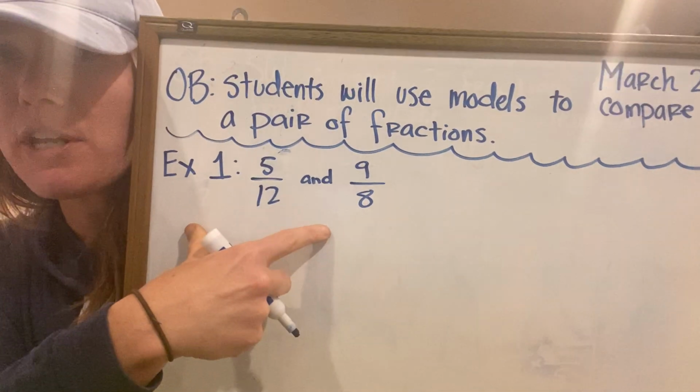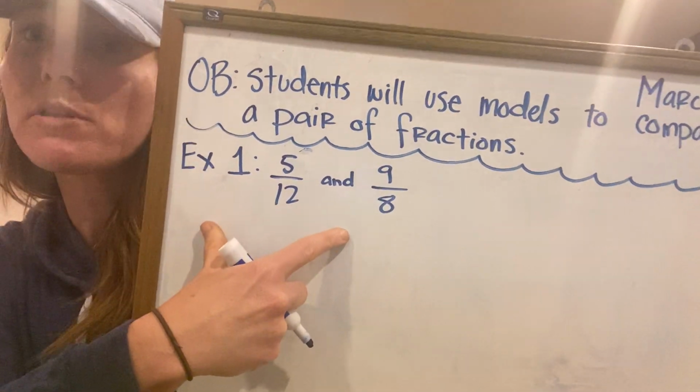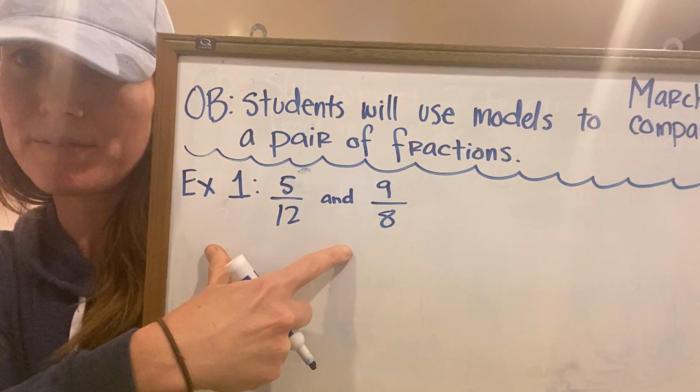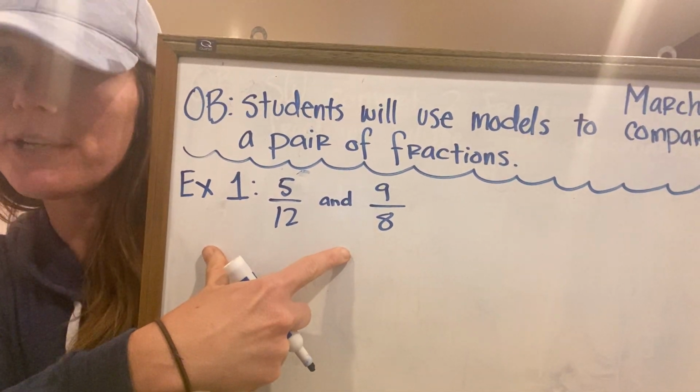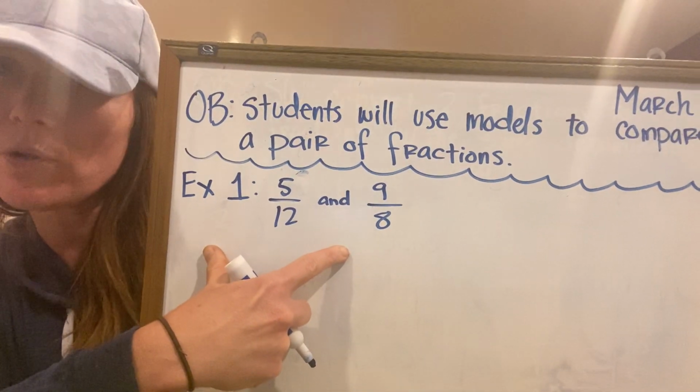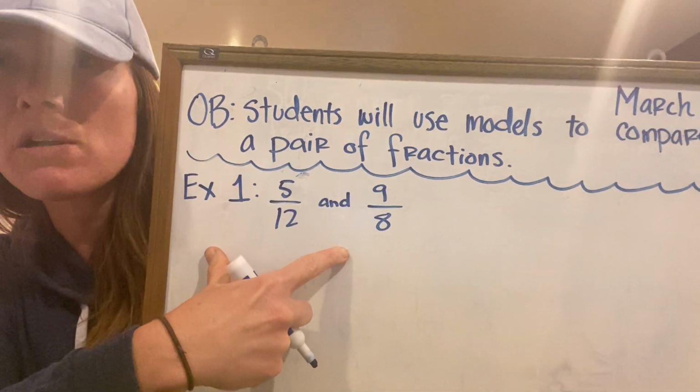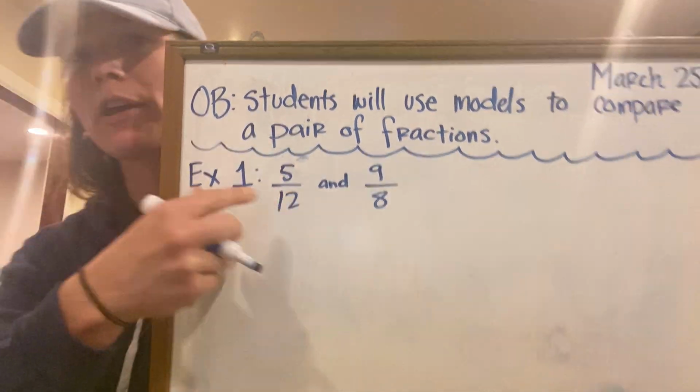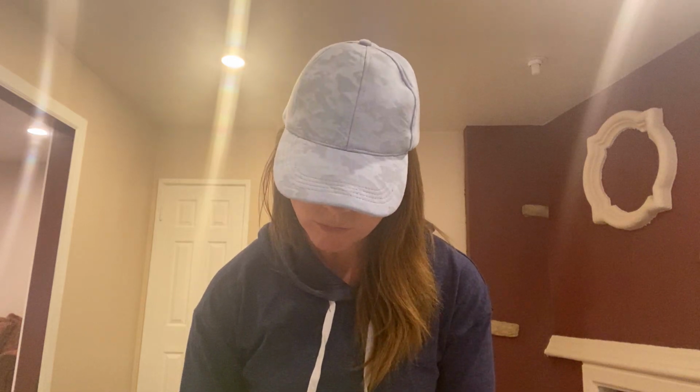Notice first thing that the denominators, remember the bottom number of the fractions, are different. So you might think, how do I know? How am I supposed to figure this out? And again, we're using models. So first thing is I'm going to create two rectangles. And the rectangles have to be the same length in order for this to work.